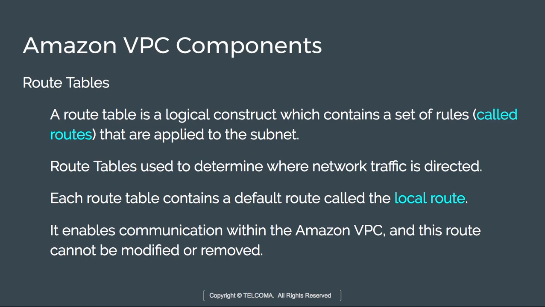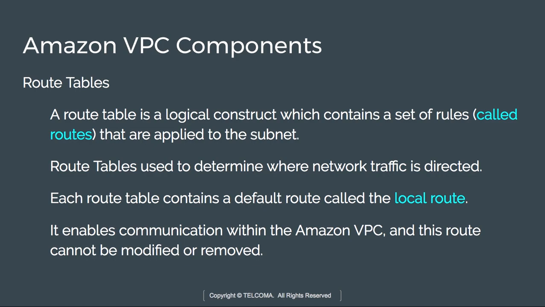Each route table consists of a default route, we call it the local route. So it will determine whether network traffic is directed and how it is to be directed. It enables the communication within Amazon Virtual Private Cloud, and the route can be modified. This route can be removed. Additional routes can also be added to direct traffic to exit the Amazon Virtual Private Cloud with the help of Internet Gateway, VPG, or Network Address Translation instance.